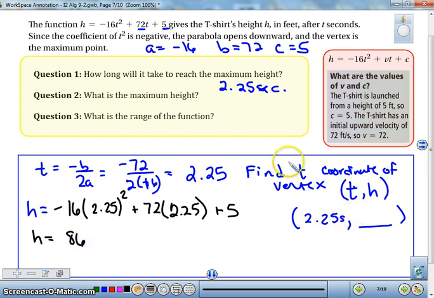So the question is, what is the maximum height? 86, and in this case we were talking about feet. 86 feet is our label as we look at that.